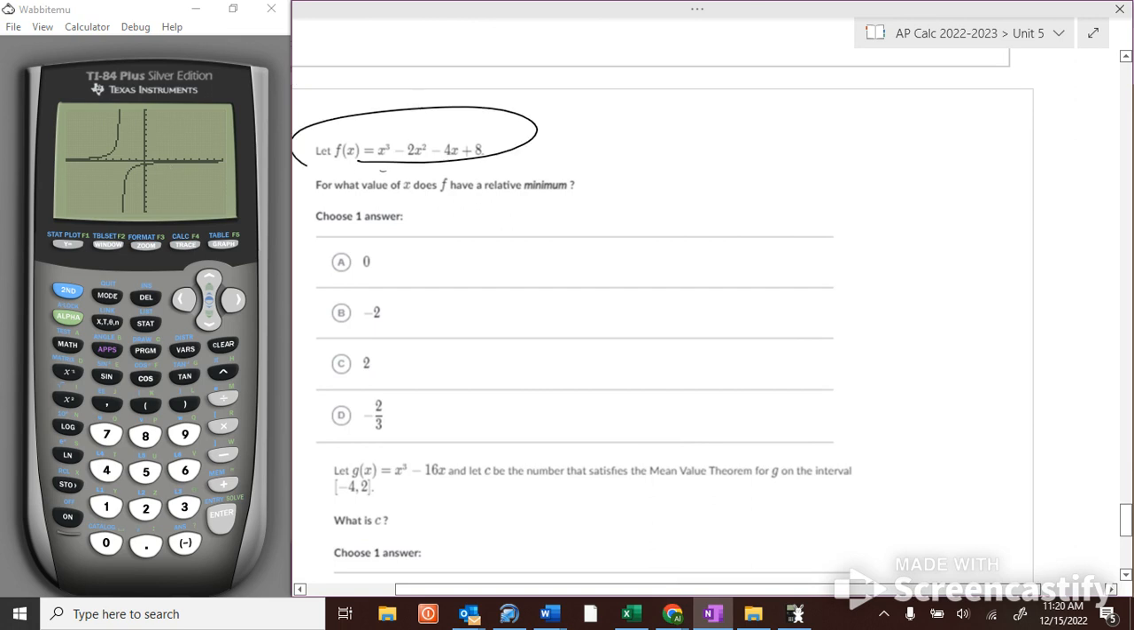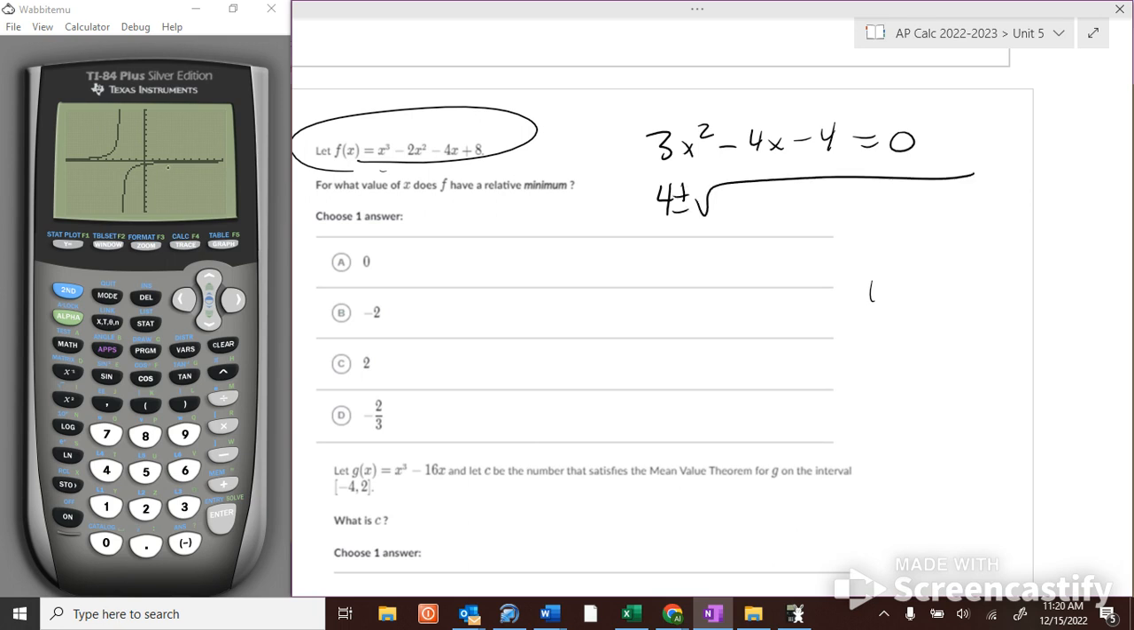Where does this function have a relative minimum? Well, that's where the first derivative is equal to 0. 3x squared minus 4x minus 4 equals 0. So let's do the quadratic formula really quick, because I don't know how to factor it just in my head right now. I guess I could, but let's do the quadratic formula. Negative b plus or minus the square root of b squared minus 4ac all over 2a.